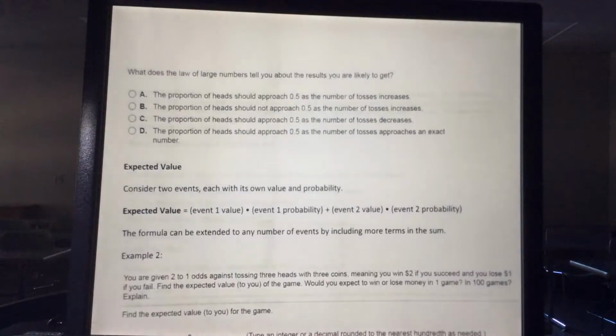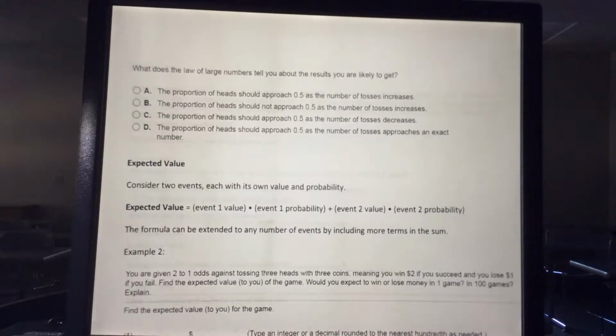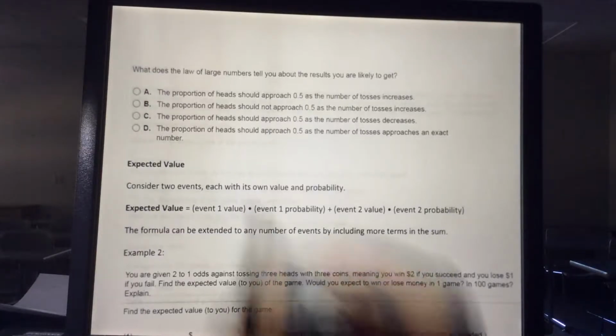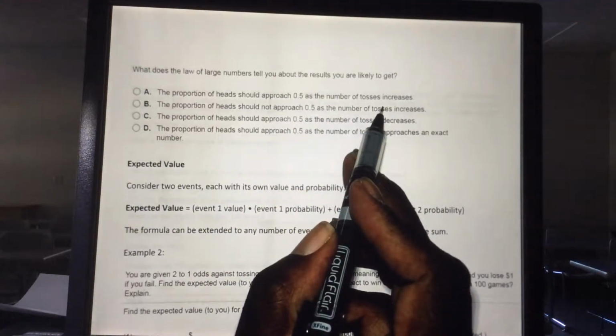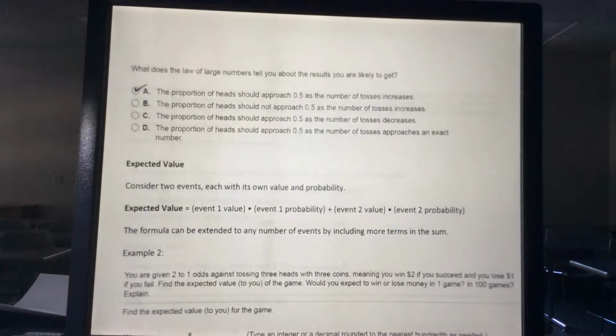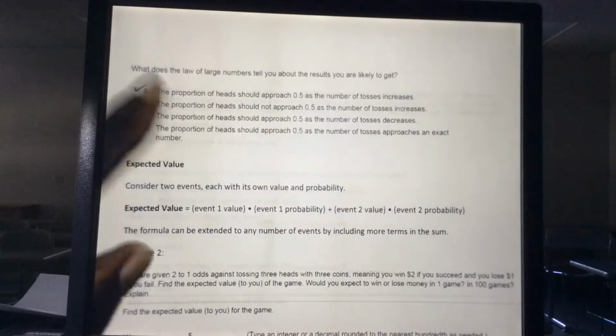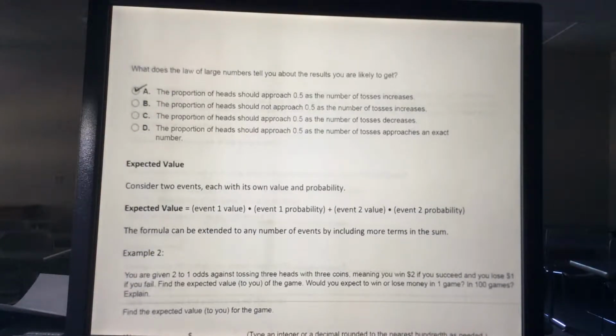On the next page, what does the law of large numbers tell you about the results you're likely to get? Based on the law of large numbers, if you increase the number of tosses, then the proportion of heads should be getting closer and closer to 0.5, because the probability of getting a head is one half, or 0.5. So if you increase the number of tosses of a fair coin, the proportion of heads should get closer and closer to 0.5.